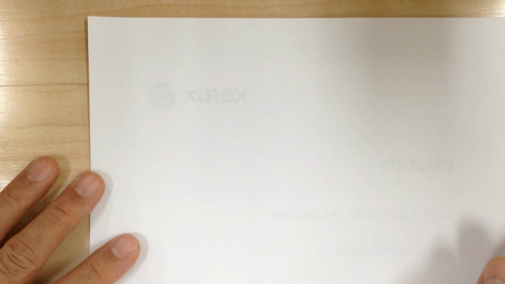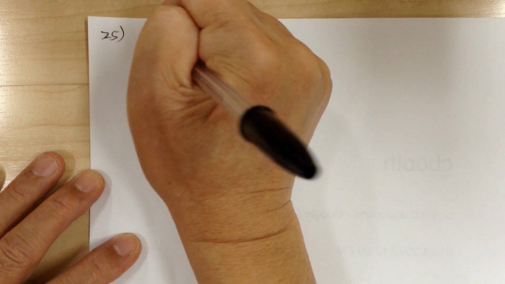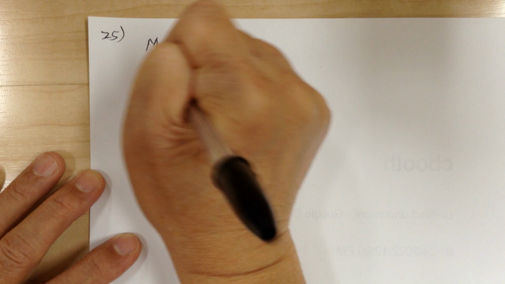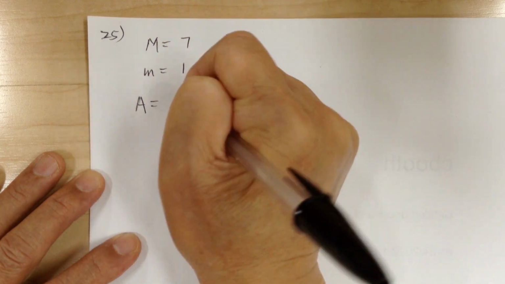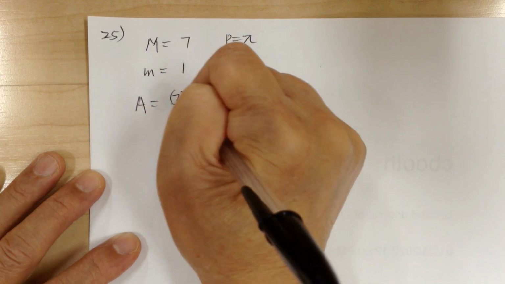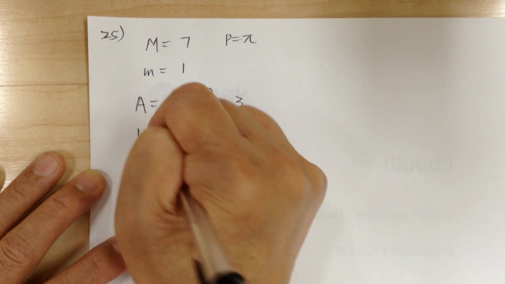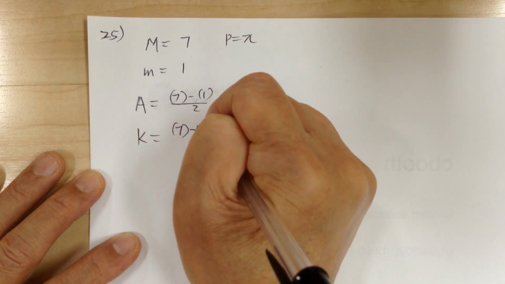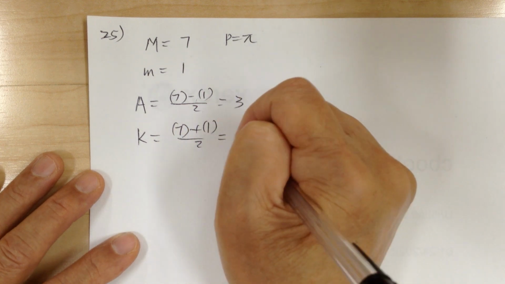Let's go to 25. So you got big M equal to 7, small m equal to 1, and period equal to pi. So again, a equal to the difference, 7 minus 1 over 2. So the 6 over 2 would be 3. And the k is 7 plus 1 over 2. So this will equal 4.